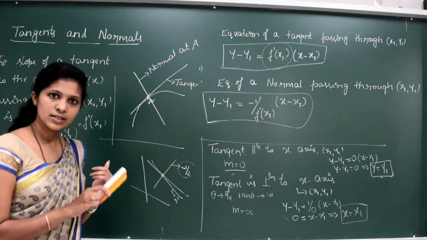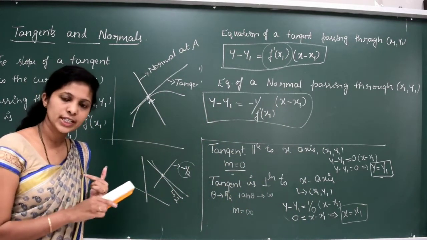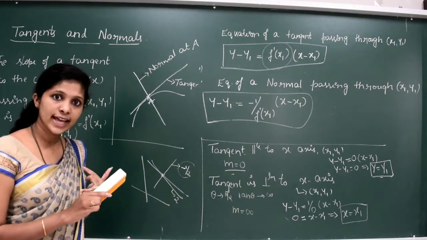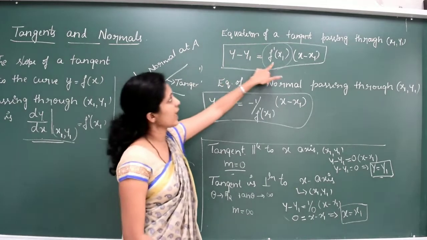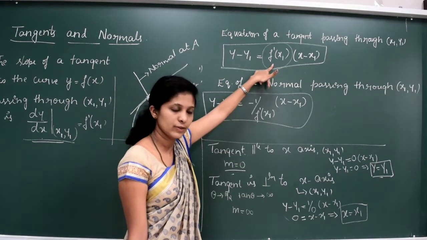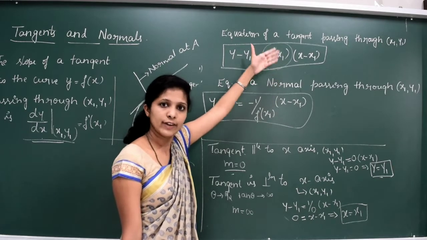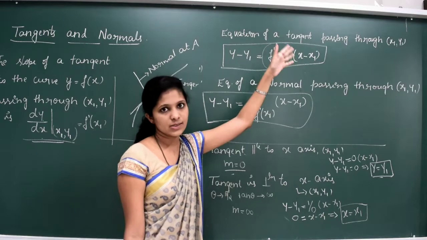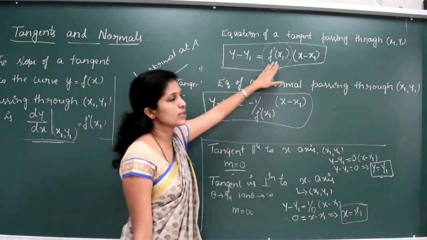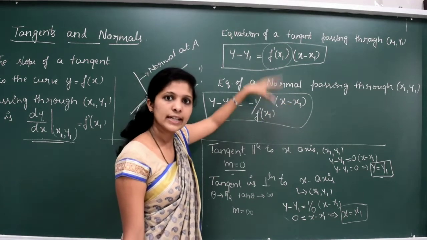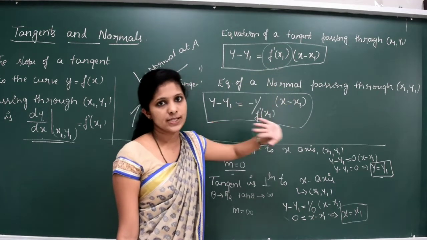To find the slope, you have to differentiate the given curve and substitute the value. And to find the equation of a tangent, it passes through the point, and the slope is dy by dx at the point x0, y0, or x1, y1, any given point. It may be x1, y1 or x0, y0, you have to consider that. And to find the equation of a normal, similarly, the slopes will be negative reciprocals of each other.